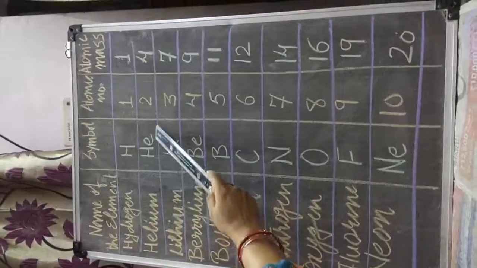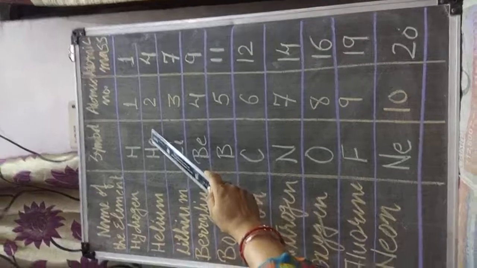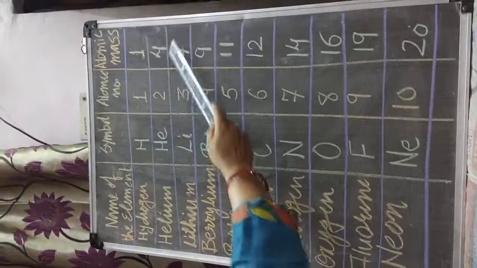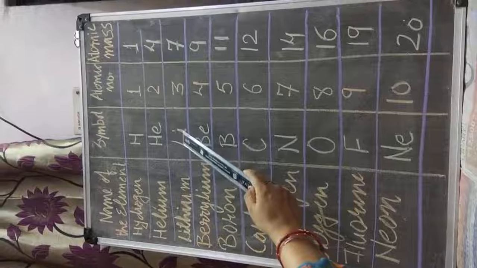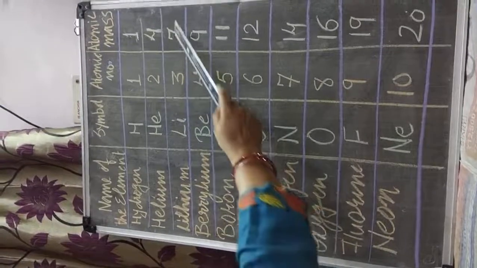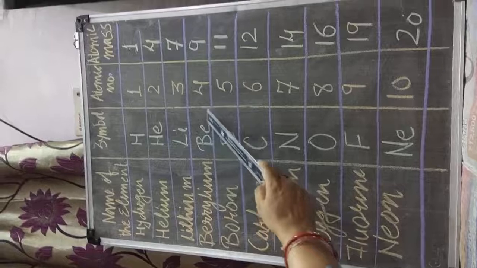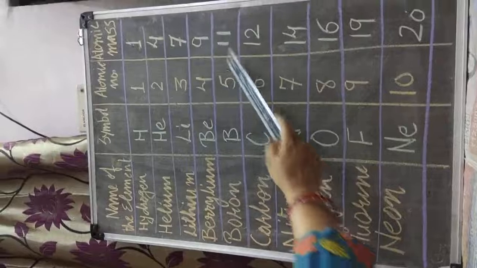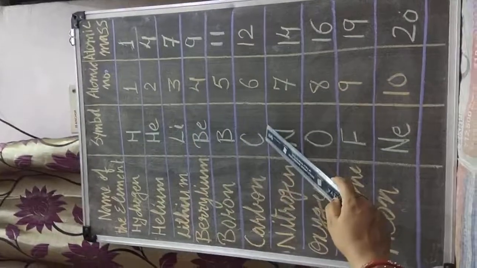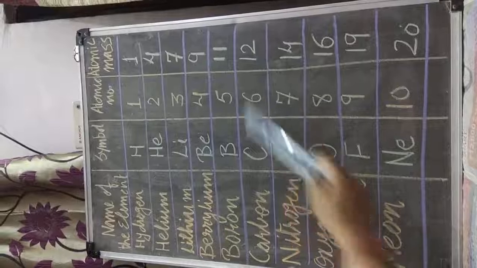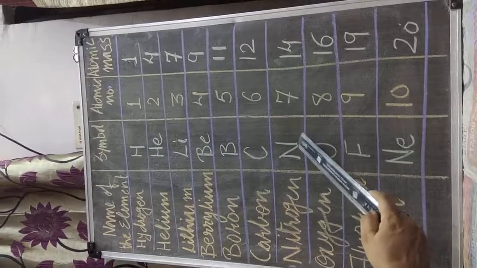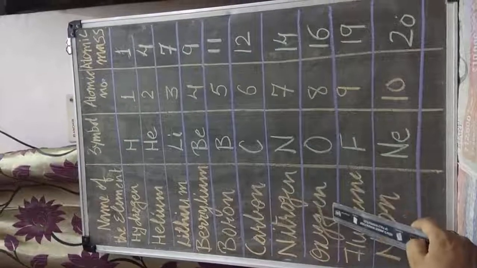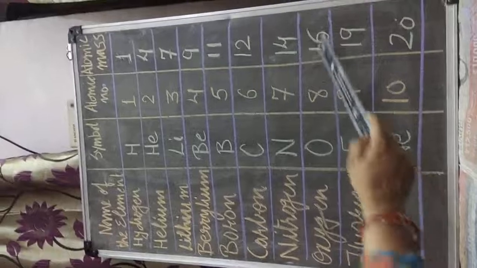Helium, H capital, e small. Don't write H capital and E also capital. That will be absolutely wrong. He, 2 is the number, 4 is the mass. Lithium, L capital, i small, 3 is the number, 7 is the mass. Beryllium, B capital, e small, 4 number, 9 mass. Boron, capital B only, 5 and 11. Carbon, only capital C, 6 is the number, 12 is the mass. Nitrogen, only single N, capital. Number is 7, mass is 14. Oxygen, O alone, 8 is the number, 16 is the mass.